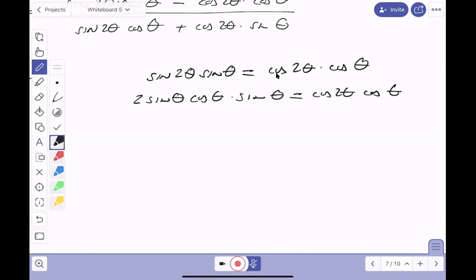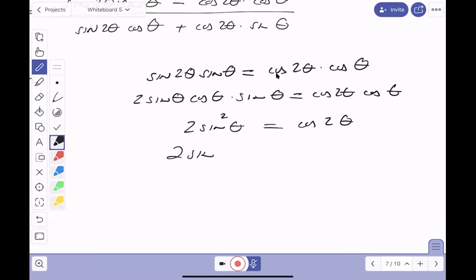Well, I can divide through by cosine theta. Let me put this over here. So 2 sine theta squared. I'm dividing both sides by cosine theta. And you get cosine 2 theta. You get the idea what I'm doing? Let's see if I did that right. 2 sine squared, right there, cosine. Not so bad. What do you get over here?